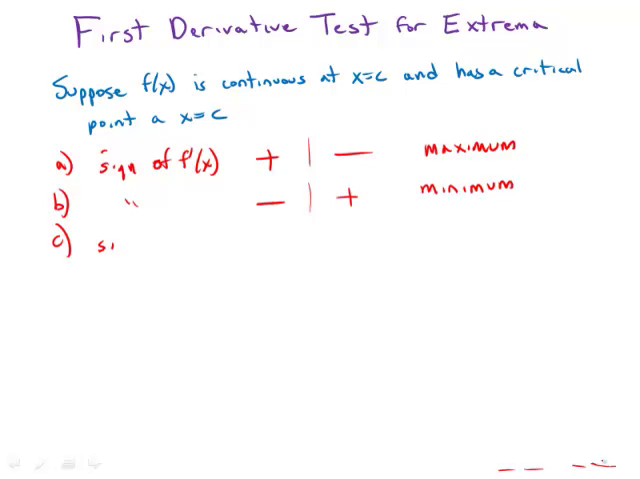And finally, if the sign doesn't change, if we have positive on both sides or negative on both sides, then it is neither a min or a max. Then it's some other special case. It is a critical point, and the slope may be 0 or the slope may be undefined, but for whatever reason, it's neither a minimum nor a maximum. So a couple examples quickly.